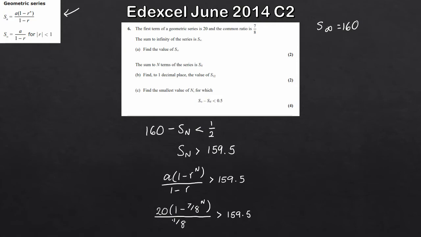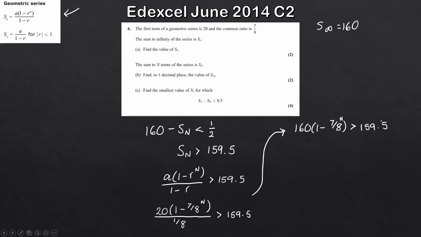So here, let's just keep simplifying this. With this being 1 over 8, I can take the 8 on top. So what's this going to give me? It's going to give me 160 times (1 minus 7 over 8) to the n, still being greater than 159.5.